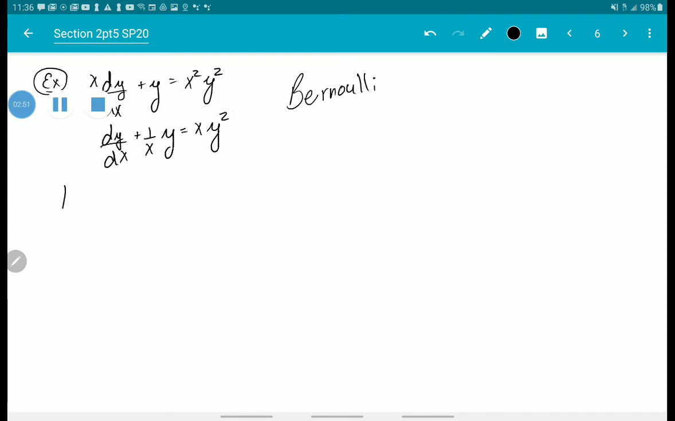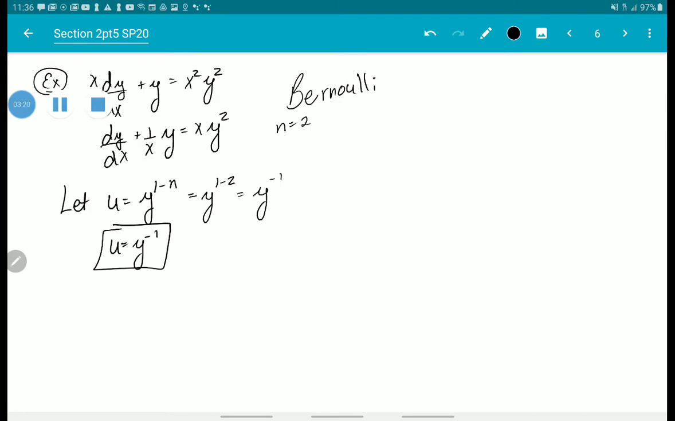So we're going to do a substitution. We're going to let u = y^(1-n). In this case, our n is 2. That's the exponent on the y. So we're going to have y to the negative 1 there. I'm going to box in that substitution. We have a substitution that we're going to use, but we're going to have to substitute in for y and for this dy/dx.